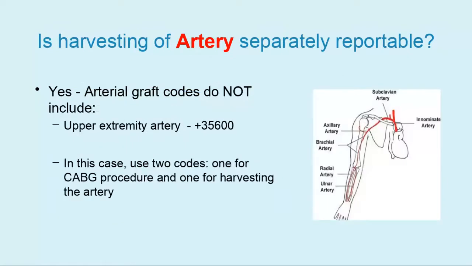But there are some that can be reported separately. Use a separate code, an add-on code. Upper extremity arteries, 35600, can be reported separately. So in this case, one code is for the CABG procedure and one for harvesting the artery, obtaining the artery to use in the graft.